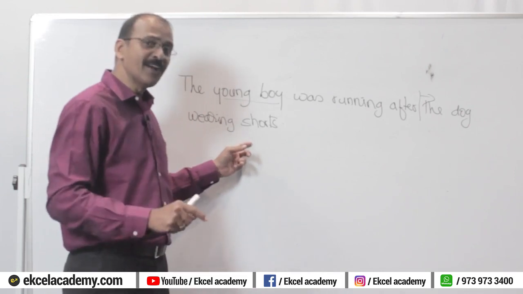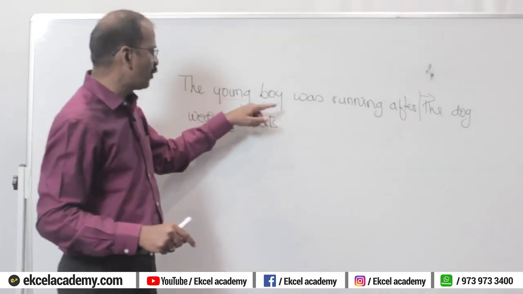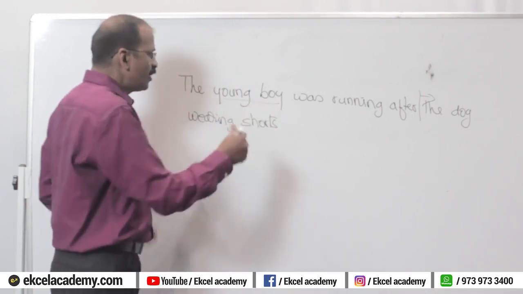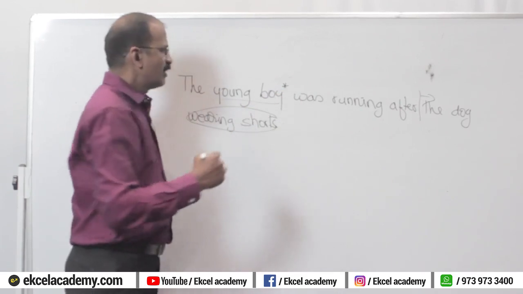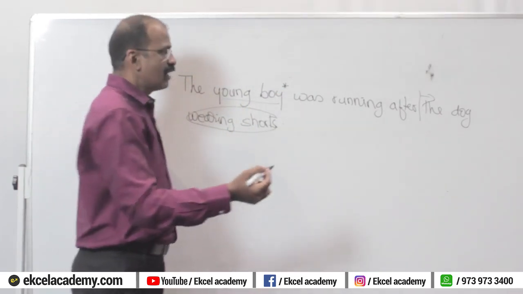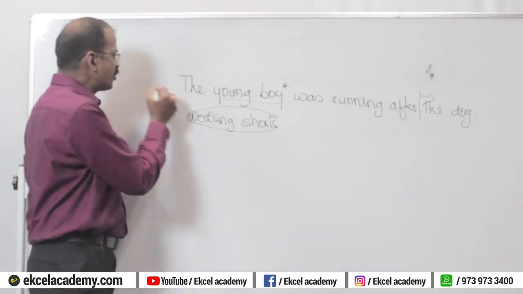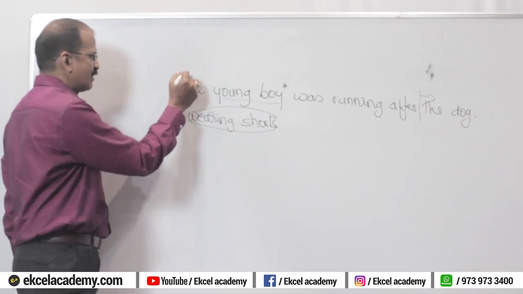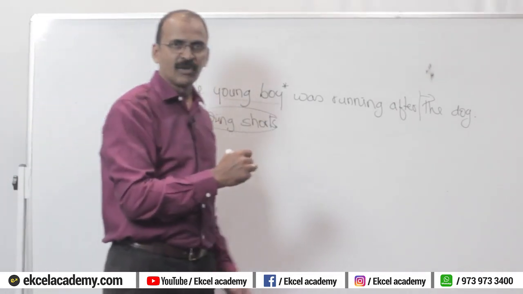But what we intended to tell was not that the dog was wearing shorts, but what we wanted to say was the young boy. So this wearing shorts should ideally be placed here. The young boy wearing shorts was running after the dog. The other option is to put these words, wearing shorts, just before the sentence. Wearing shorts, the young boy was running after the dog.